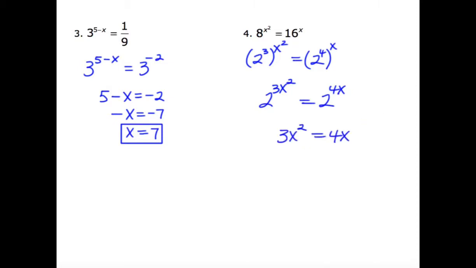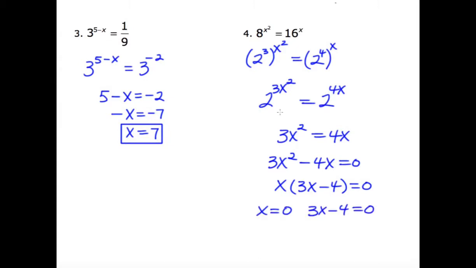Because this is a quadratic equation, my next maneuver will be to set the whole thing equal to 0. 3x squared minus 4x equals 0. I'll factor out an x because it's the greatest common factor to both terms. And setting each factor equal to 0, I end up with x equals 0 and 3x minus 4 equals 0.